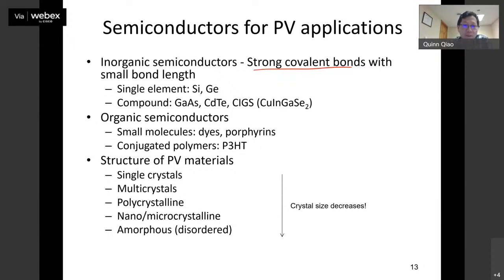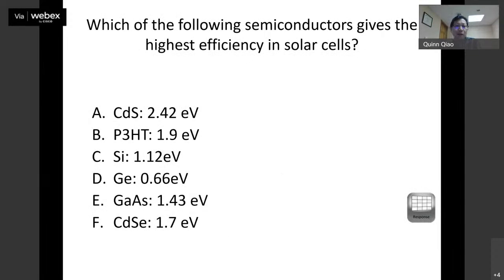Then there are organic semiconductors, which can be dyes, porphyrins, right? And then the polymers. Also, if you look at this from the materials point of view, whether you have carbon or you don't have carbon. If you think about structure, you can have single crystalline, multi-crystalline, polycrystalline, nanocrystalline, and amorphous. That's something we just talked about, right?